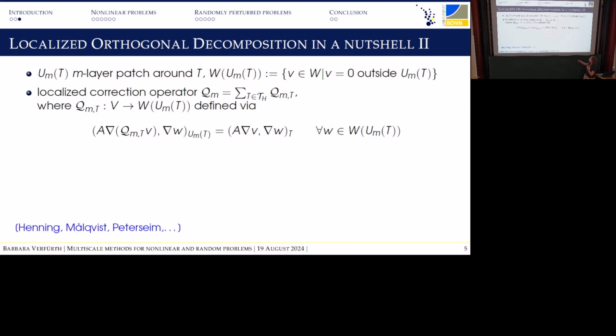That's the first concept I introduced, and then I introduced kind of localized fine scale spaces, just by saying all functions in the fine scale space that are zero outside such a patch. And this is required to define so-called element-wise correction operators, QMT, which I then later on just sum up to form my QM, my localized correction operator, which replaces the Q from the previous slide.